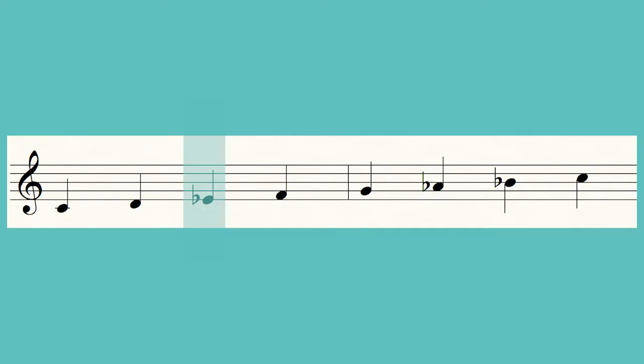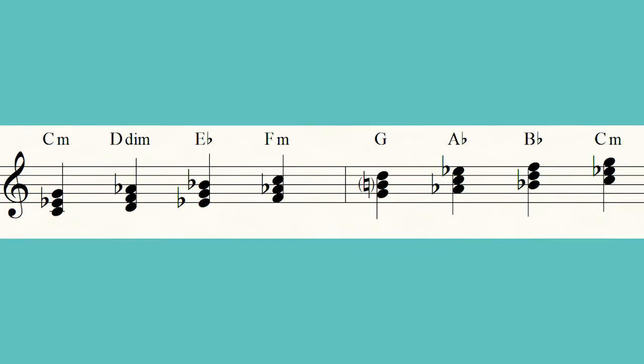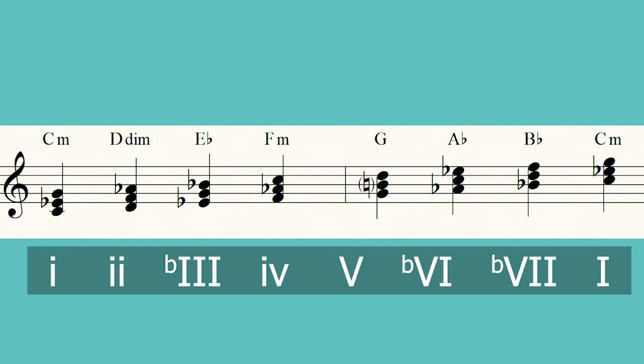Now if we look at those two and we compare them, we can see the 3rd, 6th, and 7th scale degrees are flatted. This is how we make a minor scale. Build our chords up, build our triads. And then we can see what our Roman numerals are for the minor scale. We can see that our Roman numerals change. We have a flat 3 major. We have a flat 6 and a flat 7 major. We have a 4 minor.